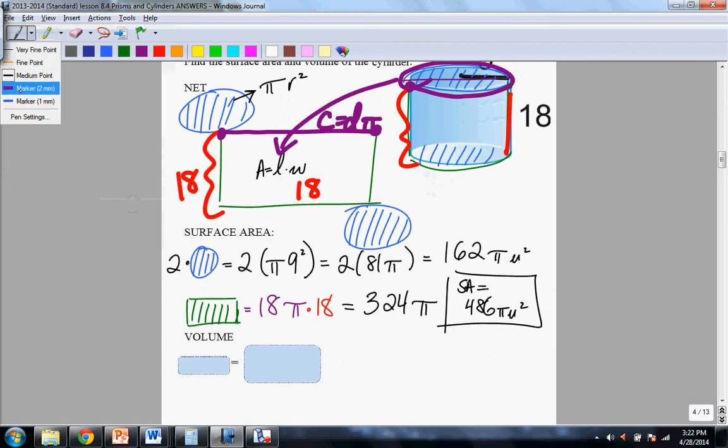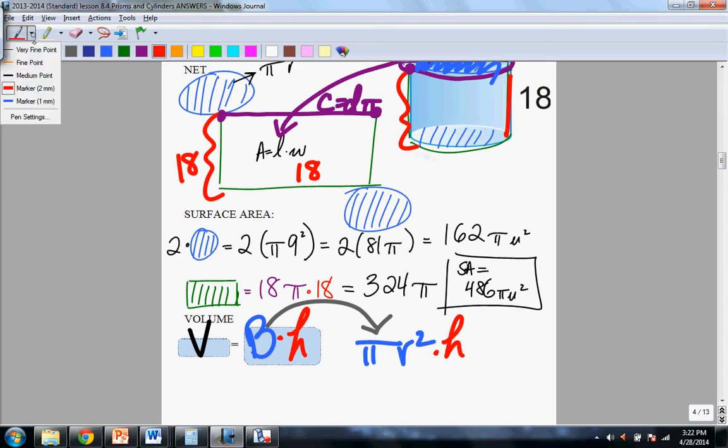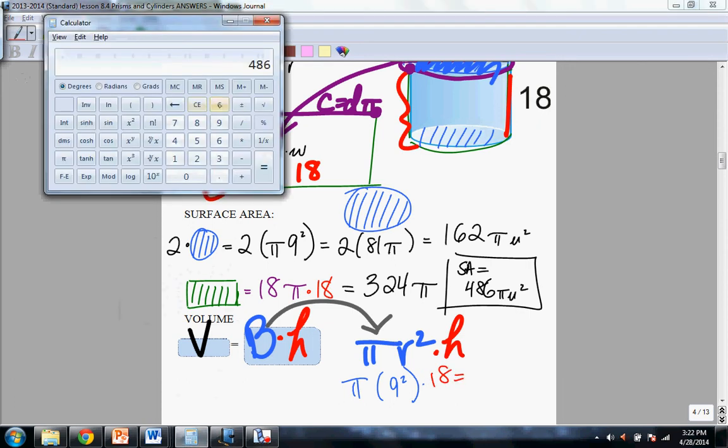Now my volume is simply base times height. So my base, I shade it. Capital B means area of times the height. That's volume. Now for every time we do volume, we have to define what the base is. The base is a circle, so it's going to be pi r squared times our height. So it's going to be pi 9 squared times our 18. So 9 squared is 81 times 18.